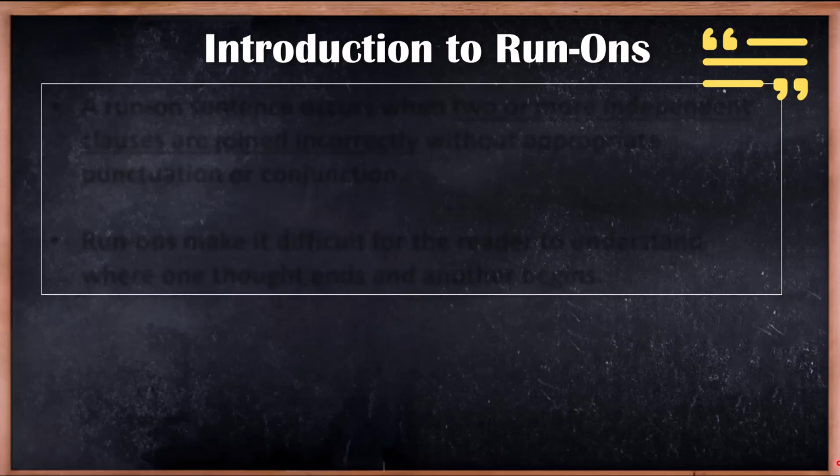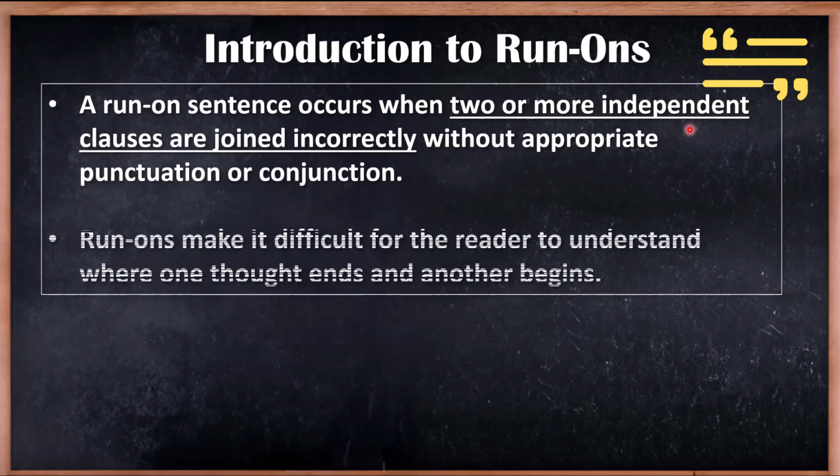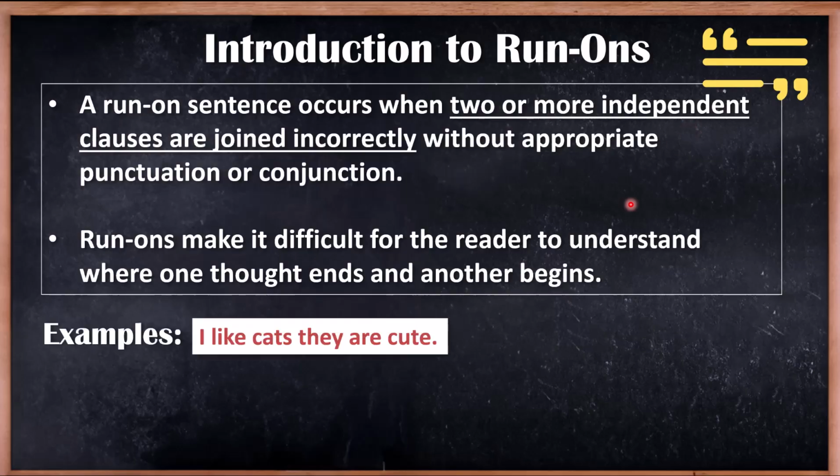So first, let's talk about run-ons or run-on sentences. A run-on sentence occurs when two or more independent clauses are joined incorrectly without appropriate punctuation or appropriate conjunction. Run-ons make it difficult for the reader to understand where one thought ends and another begins. Let's look at some examples of run-on sentences.